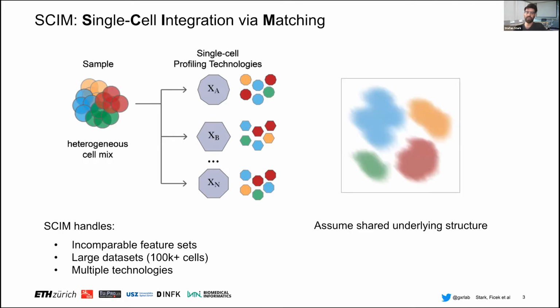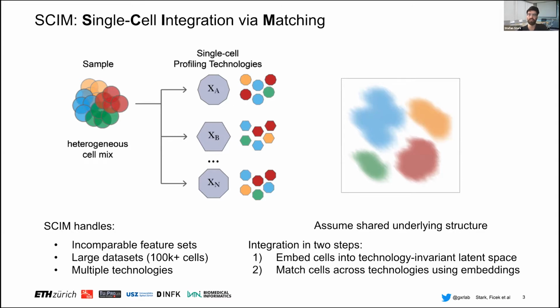Since each technology receives a similar distribution of cells, SCIM assumes that the underlying structure, which is here represented by the color clouds, is shared between all datasets. This assumption is key, and it's what allows SCIM to integrate datasets without requiring shared features.